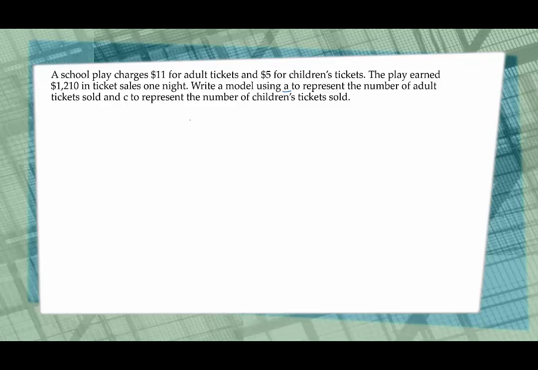So how much money would they make from the adult ticket sales? Well, that would be 11 times however many they sold. So we're going to say 11 times A. This is going to be the money earned from adult ticket sales. Okay, and then how about for the children's tickets sold? Well, those are $5 each, so we're going to say 5 times C is going to be the money earned from the children's tickets.